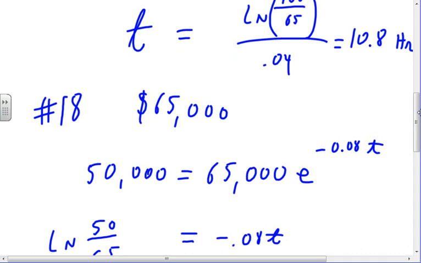Okay, enough of that. I guess we need to do some radioactive decay problems.